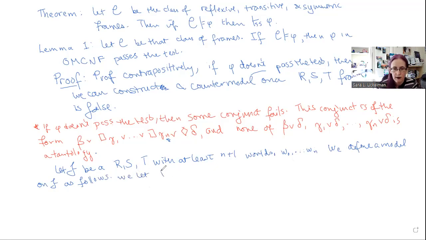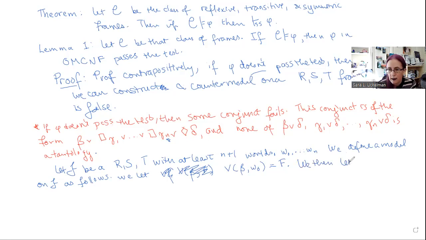We let the value of beta, which is purely propositional and not a tautology, so it can be falsified, whatever we need it to, the value of beta at W0 is going to be false. And we know we can do this because it's not a tautology and it's purely propositional. So that is the first part of our model. Whatever we need to make this formula false, we do that at W0.